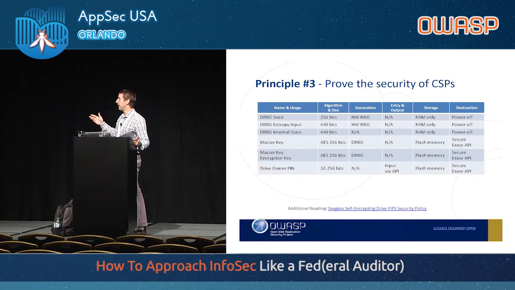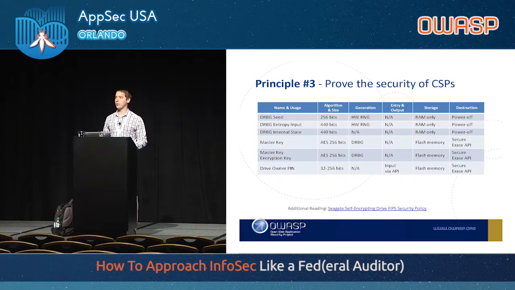In this instance, for the actual drive, you have the two AES keys in the middle there, the master key and the master key encryption key. And you'll notice that we actually have the algorithm that we're using, the size of it, where it's coming from. So in this case, we know that the DRBG is actually generating the master key. And then also where it's stored and how it's being destroyed. FIPS has a key destruction requirement that says you can't just unallocate the address, you actually have to overwrite it. So in that case, we would want to know exactly how that's happening.